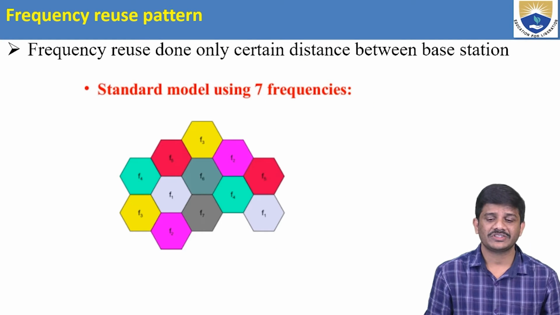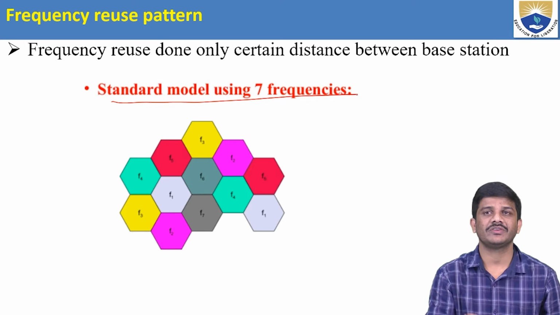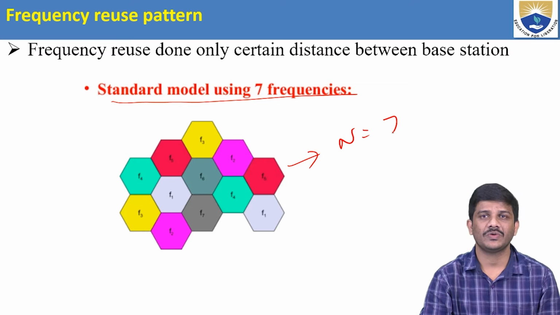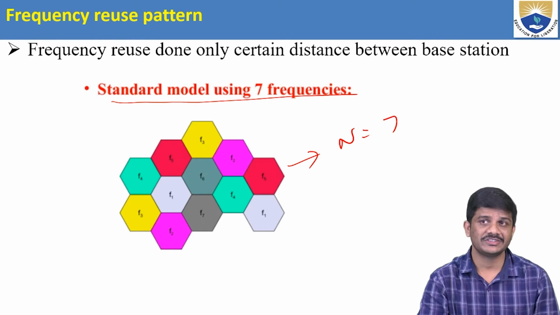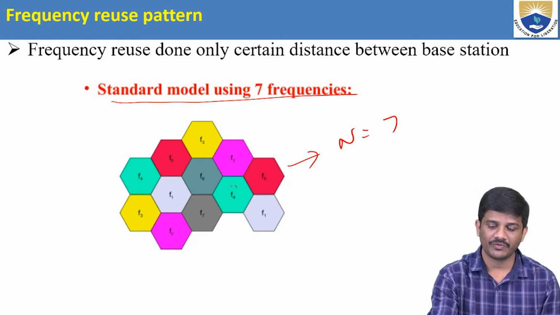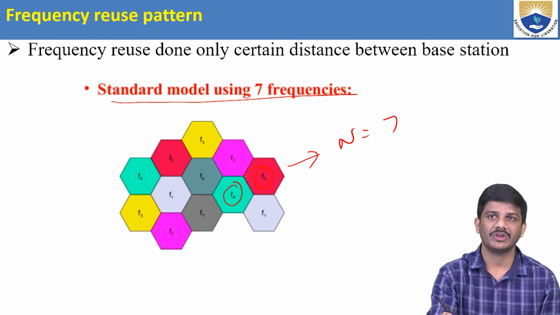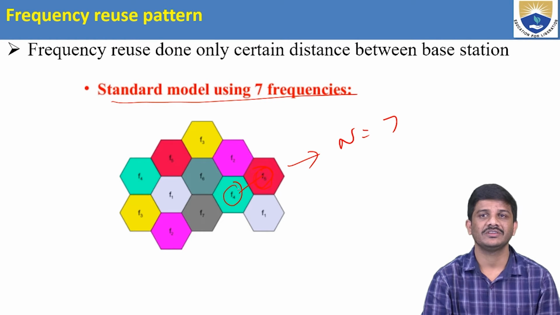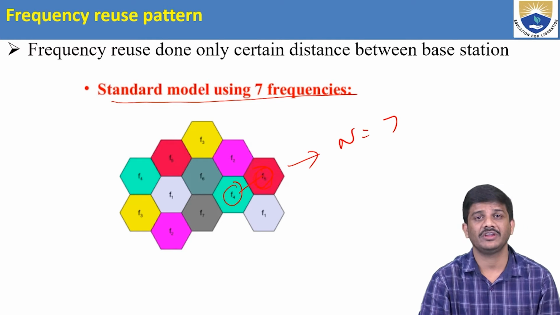You can see the standard model using 7 frequencies. The cluster size is 7, N equal to 7. What is done by a certain distance between the base stations, for example this F4 base station and the F5 base station? That certain distance in between is related to the cluster size. Then we can see the 7-cell cluster has different colors, different frequency radio channels.